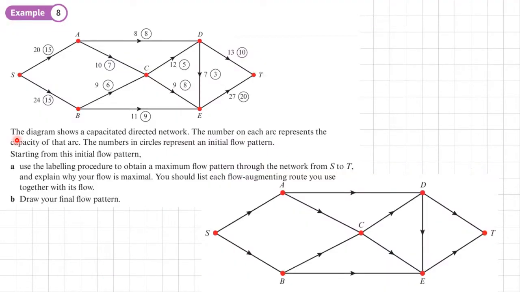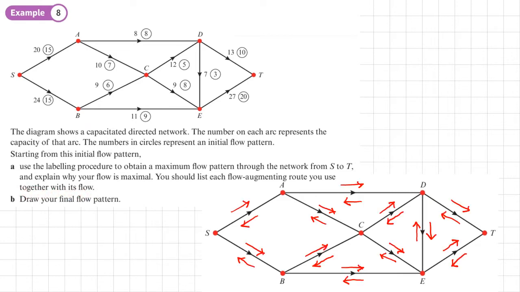Example 8. The diagram shows a capacitated directed network. The number on each arc represents the capacity of that arc. The numbers in circles represent an initial flow pattern. Starting from this initial flow pattern, use the labeling procedure to obtain a maximum flow pattern through the network from S to T and explain why your flow is maximal. You should list each flow augmenting route as you use it, together with its flow.